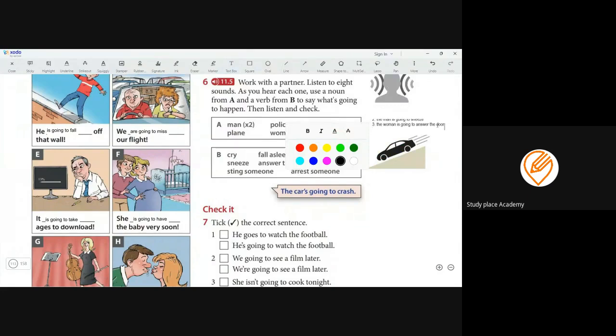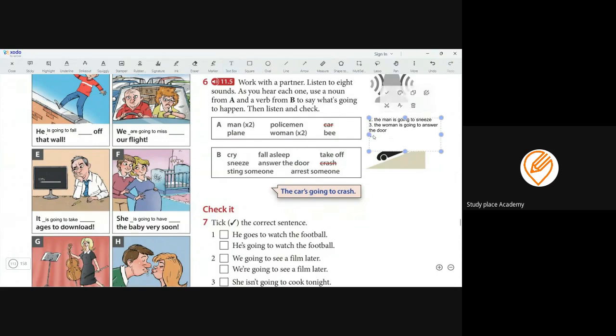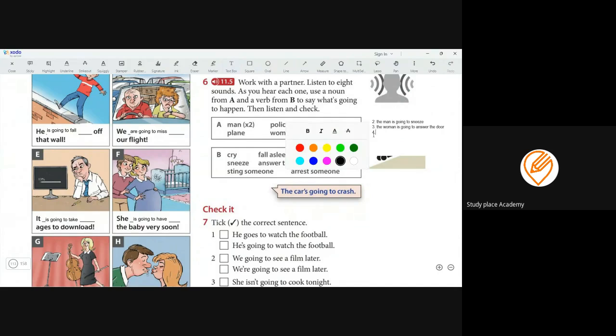And number 4. Okay, the man is going to fall asleep. The man is going to fall asleep.